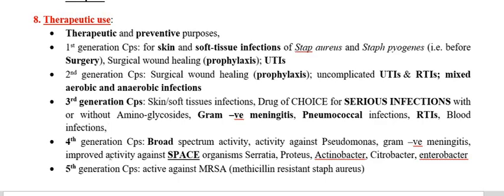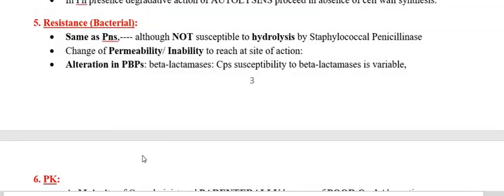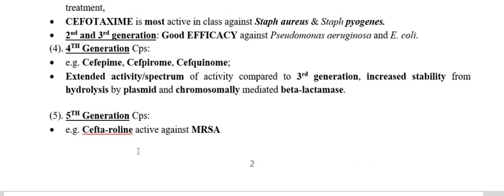And the fifth generation cephalosporin, that I earlier mentioned, has only one drug that belongs to the fifth generation, which is ceftaroline. Ceftaroline possesses antibacterial activity against methicillin resistant Staph aureus. So this is all about today's class.